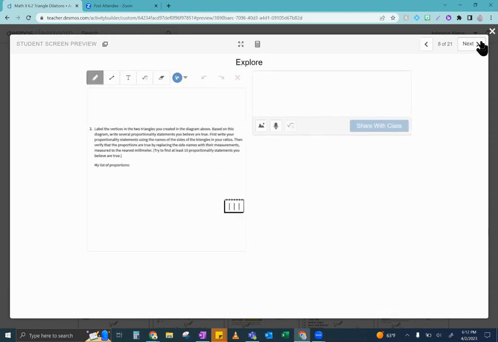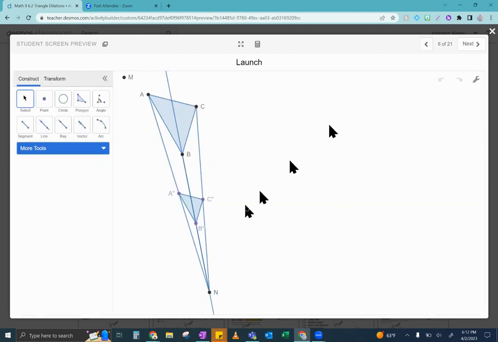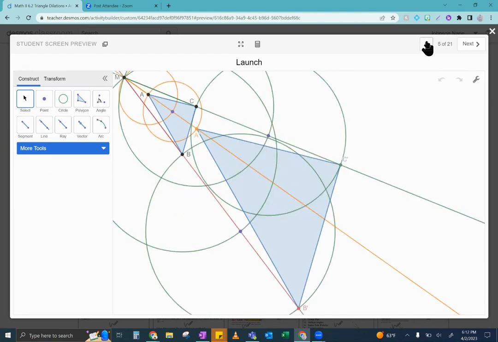So it says label the vertices in the two triangles you created above. We did that. Based on this diagram, write several proportionality statements you believe are true. Now there's a lot of them. You should be writing a lot of proportionality statements. Let's look at a couple of these. We wrote one here, OP prime over OP. Now you could do stuff from big to small, or you could do stuff from small to bigger. And so there's a lot of proportions that you could write.